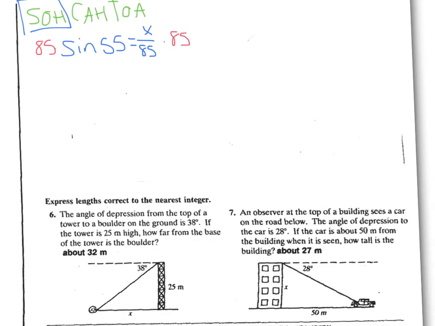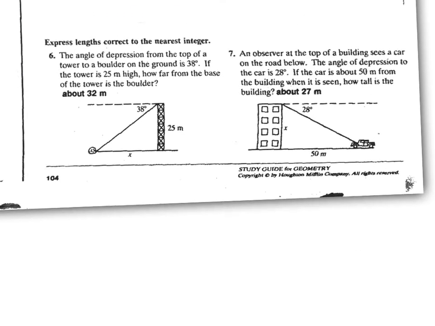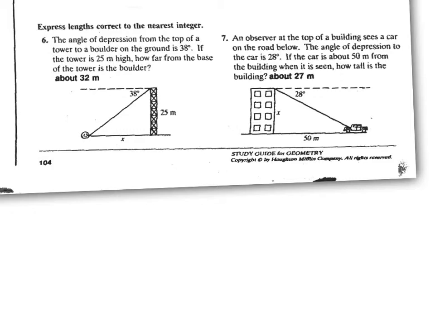For the bottom section, questions number 6 and 7, let's do question number 7. An observer at the top of a building sees a car on the road below. The angle of depression to the car is 28. What we do know is that this line right here and this line right here are parallel to each other. So if this angle is 28, this angle right here also has to be 28 because they are alternate interior angles. So they're both going to be equal to each other.